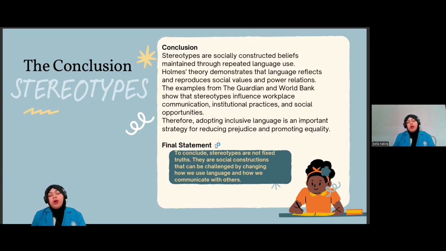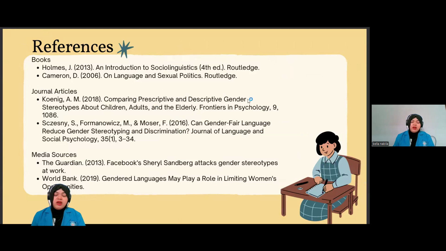My final statement to conclude is that stereotypes are not fixed truths. They are social constructions that can be challenged by changing how we use language and how we communicate with others. Those are the references for stereotypes.